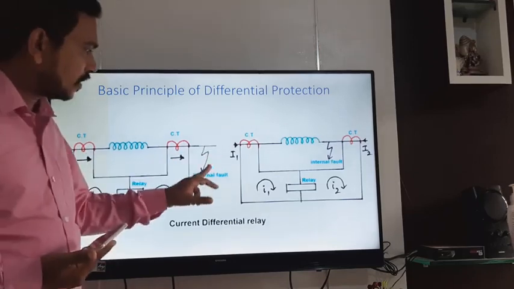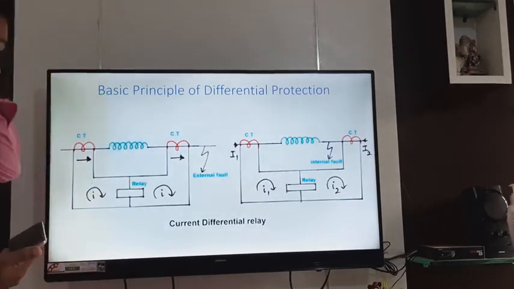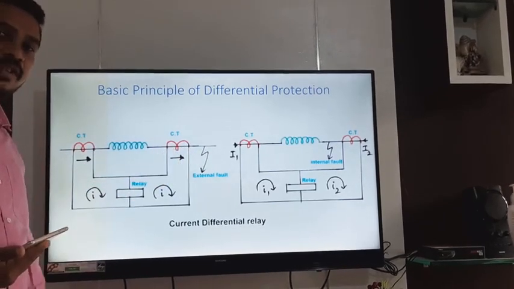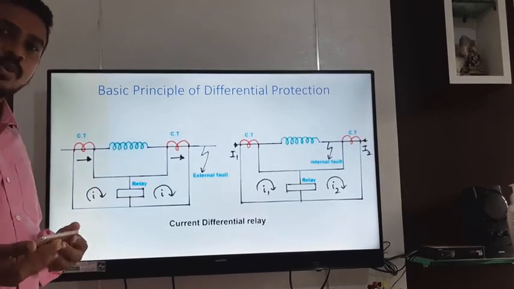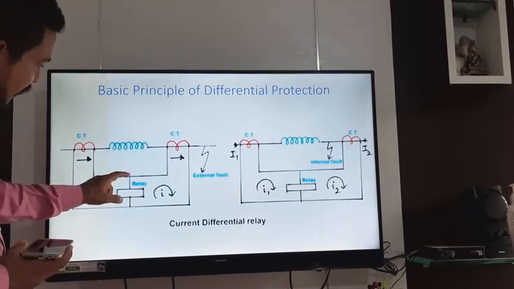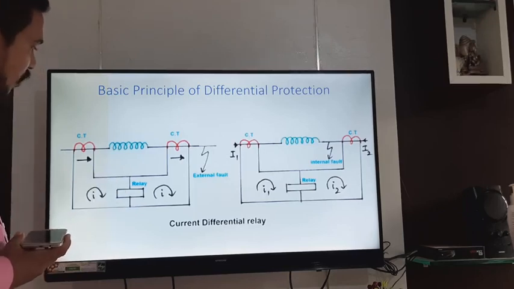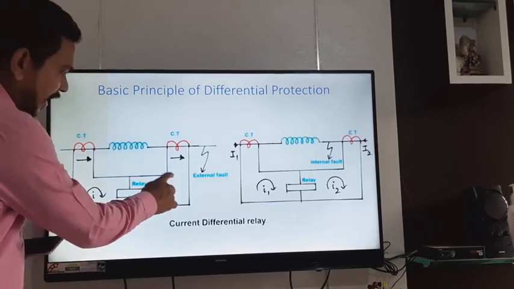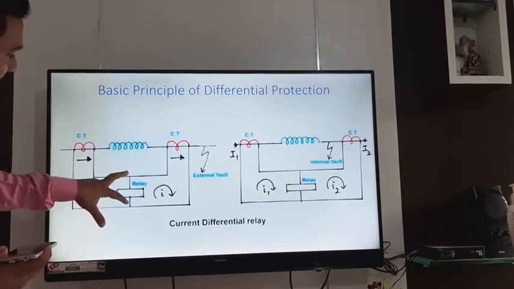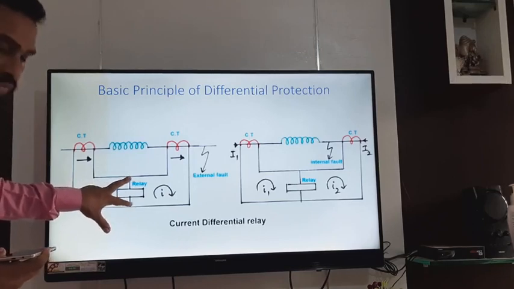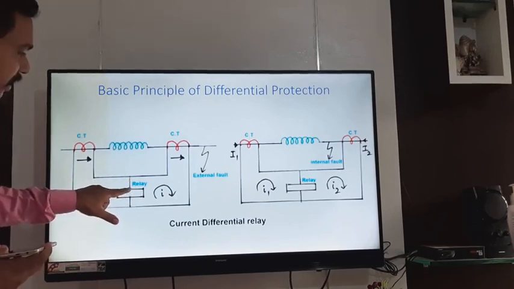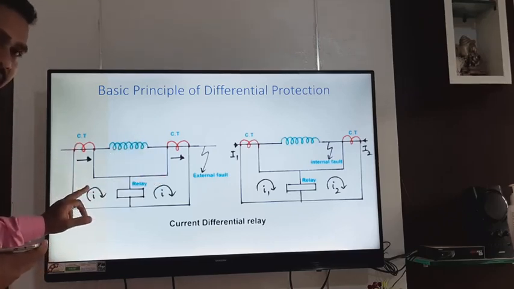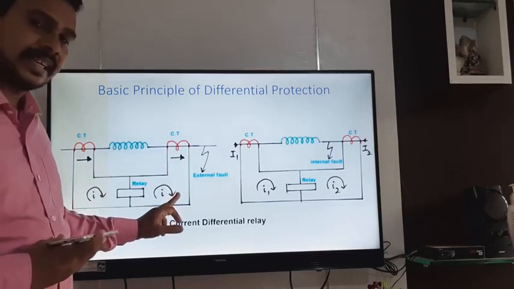When an external fault occurs, at that time the current flowing through the primary of CT1 as well as CT2 is the same. This relay is connected at the midpoint of the pilot wire. In this circuit, current I1 is flowing in this direction, and in this circuit current I2 is flowing in this direction. So the resultant current flowing through the operating coil of the relay is I1 minus I2, where I1 is the secondary current of CT1 and I2 is the secondary current of CT2.